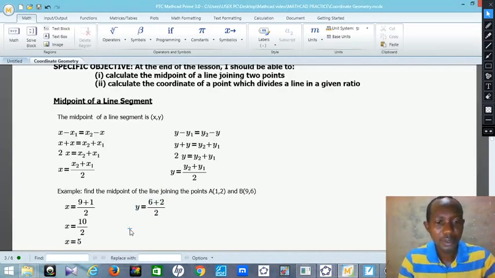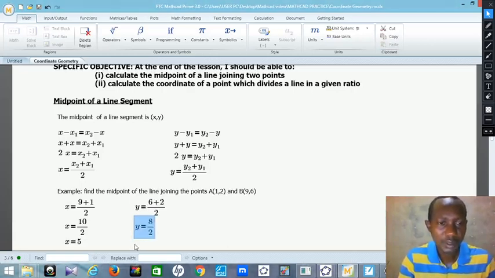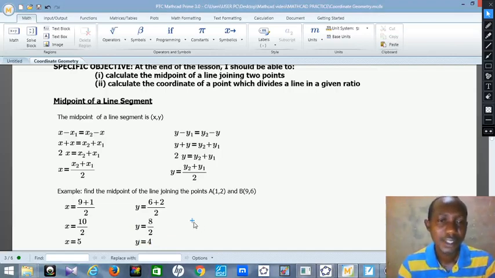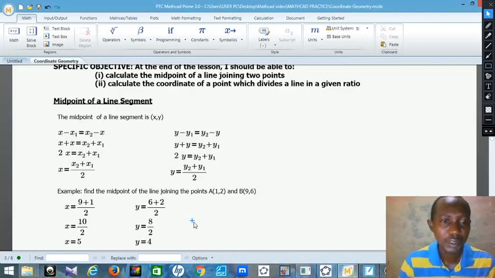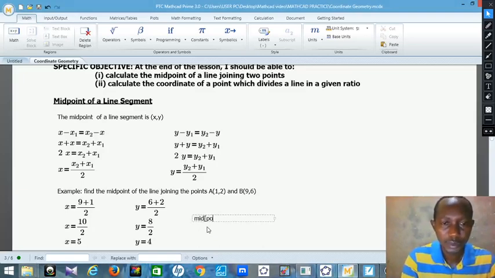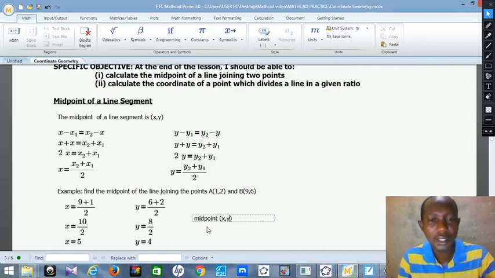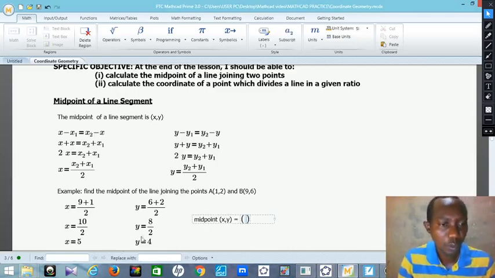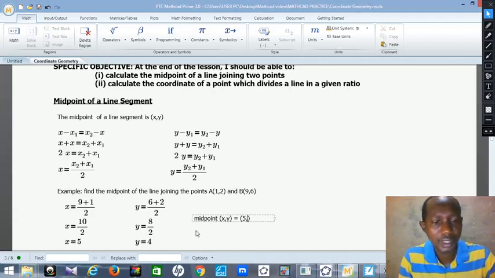Then in your next step, you have y is equals to 6 plus 2. You get 8 divided by 2. Then y will now be equals to 8 divided by 2, which is 4. So this is your answer. Then you will now say therefore the midpoint. So therefore the midpoint x comma y will now be equal to, you open your brackets, x is 5, y is 4. So this is your answer. This is your final answer.